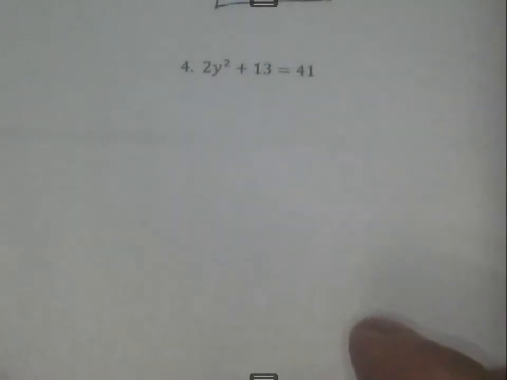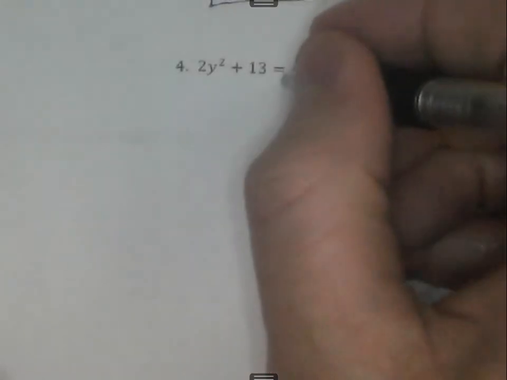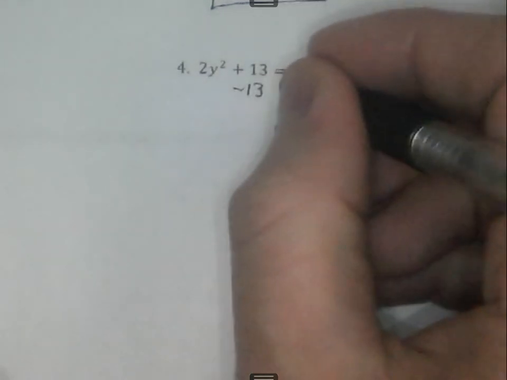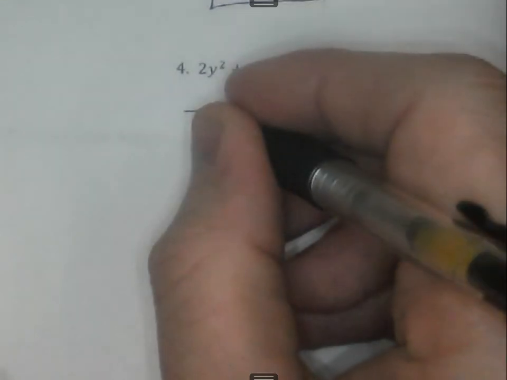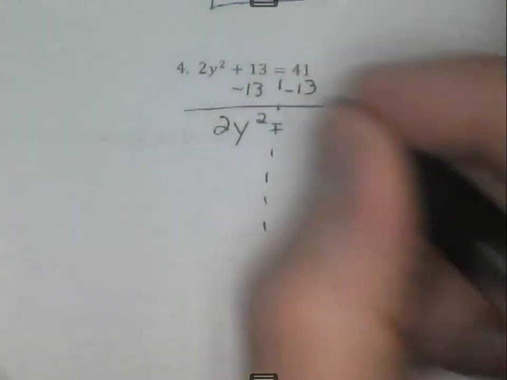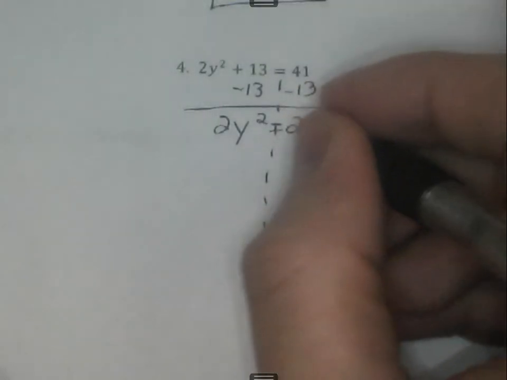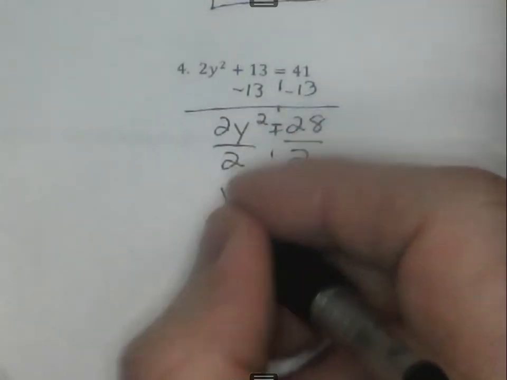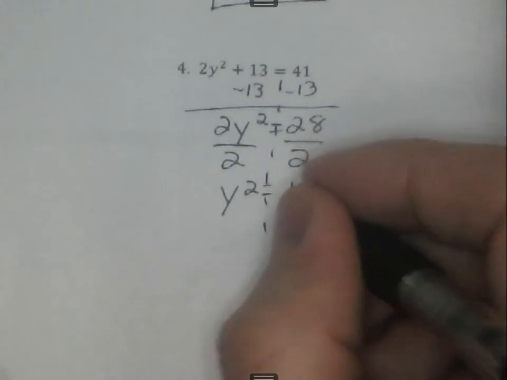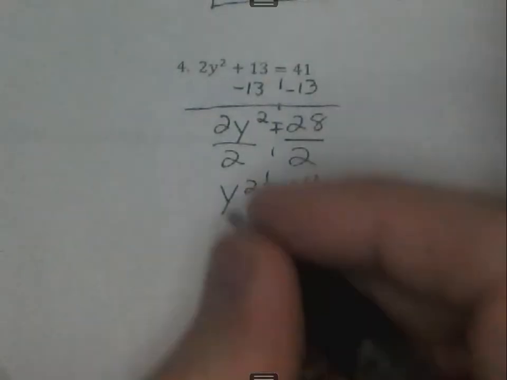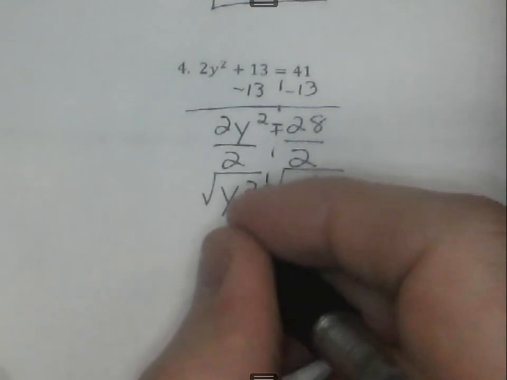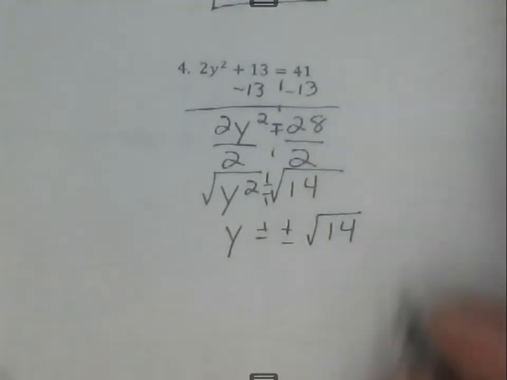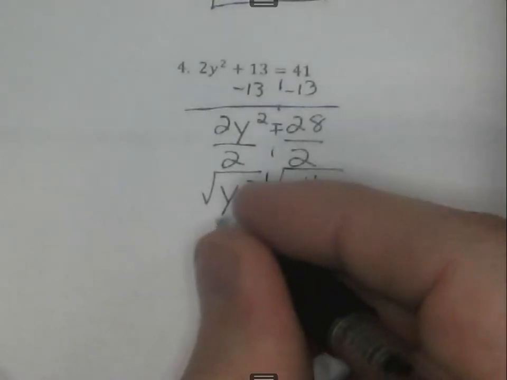All right, try number 4. First thing that we need to do is we need to add or subtract. So I'm going to subtract 13. I have 2y squared equals 41 minus 13, which is 28. Divide both sides by 2. Y squared is equal to 14. Take the square root of both sides. So y is equal to plus or minus the square root of 14. And that is your answer.